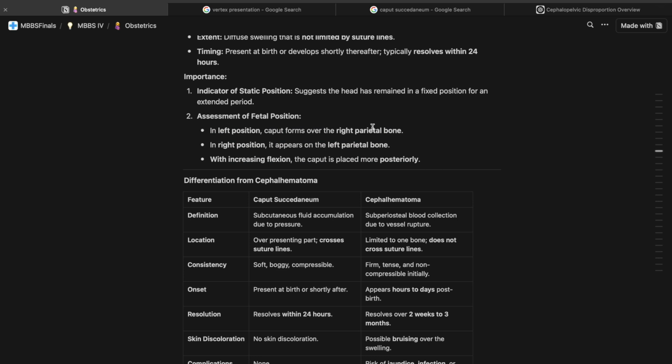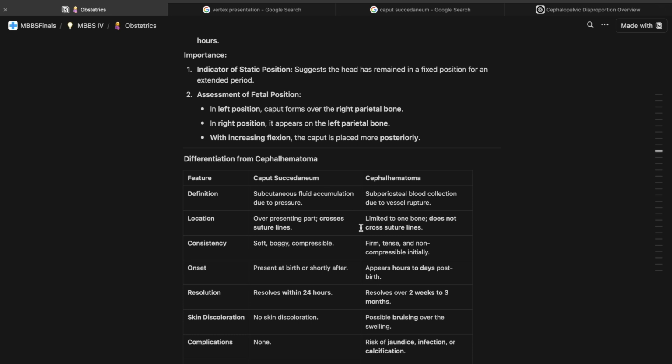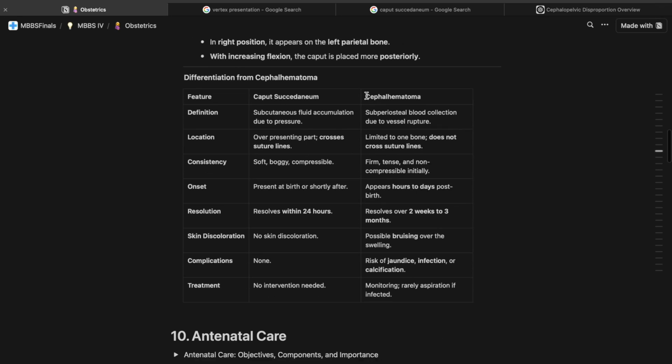If it is the left side, it is developed on the right. If it's on the right side, it's developed on the left. But with increasing flexion, it becomes more posterior. Here there is another term, cephalhematoma. This is a separate question, so it is integrated over here.